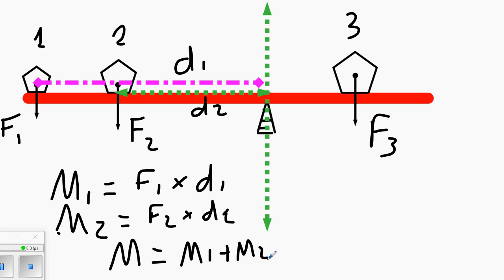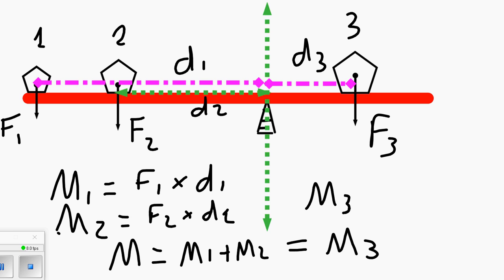Now, to find out whether this balances out, all we need to do is compare it with the moment on the right. And the moment on the right is going to be, again, we need to define the distance from here to the object, which we can call distance 3. And so it's going to be m3 on the right, and m3 again is quite simply the force times the distance.